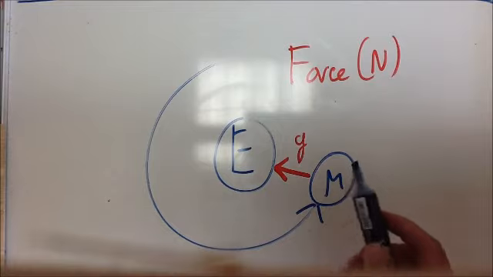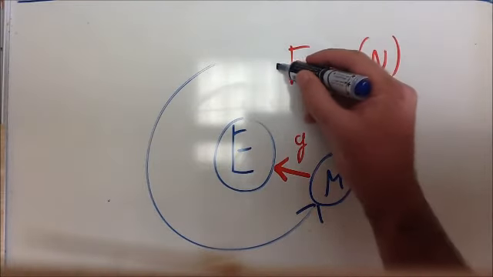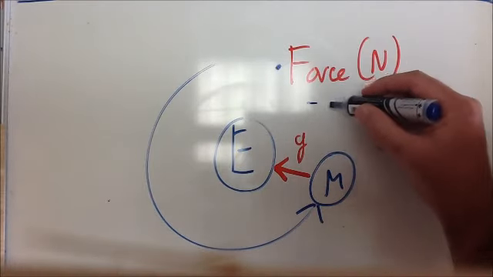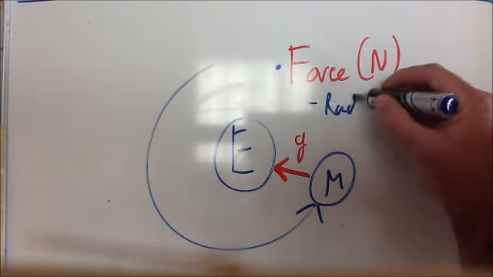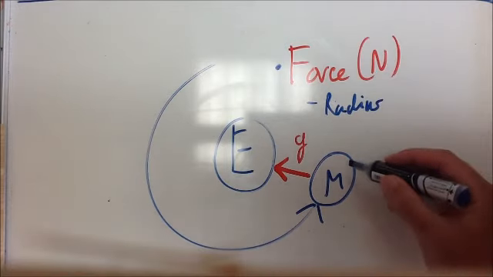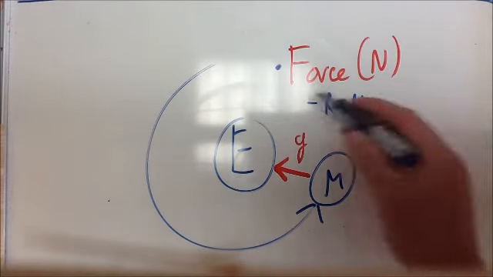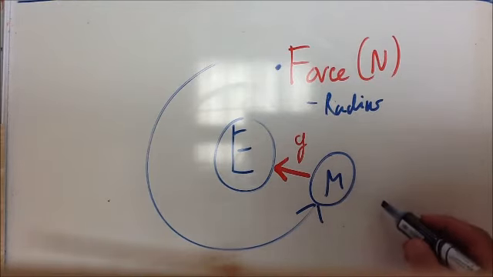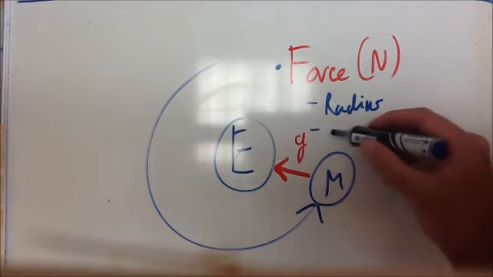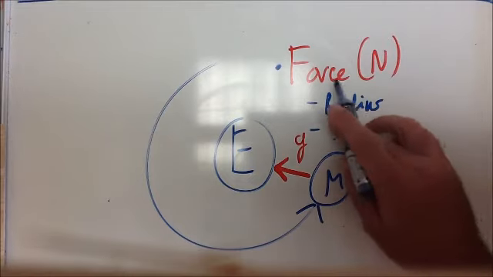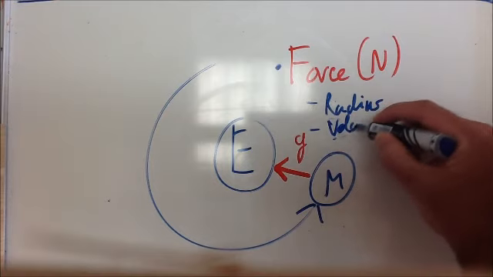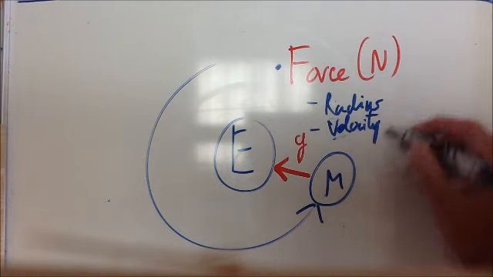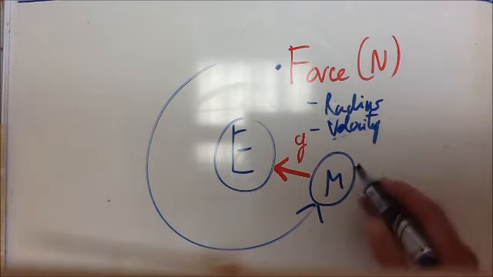Now, things that will affect the magnitude of this centripetal force. If we change the radius, how far away the Moon is, that will affect the force between them, the centripetal force. If the Moon was too far away, it would need to be moving at a different speed. Another factor, or should I say correctly, velocity. If the Moon was going too fast, the Moon would spiral off.